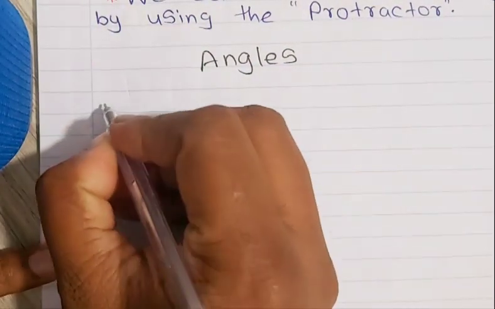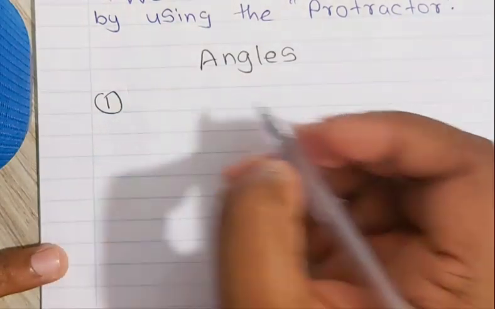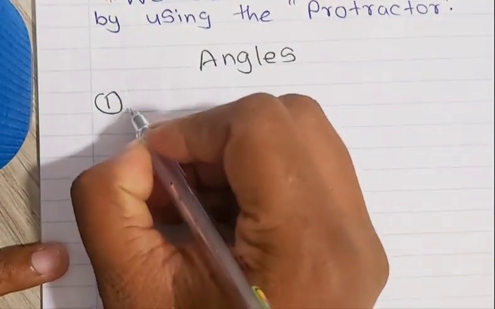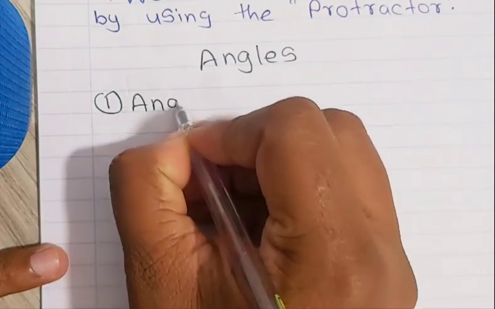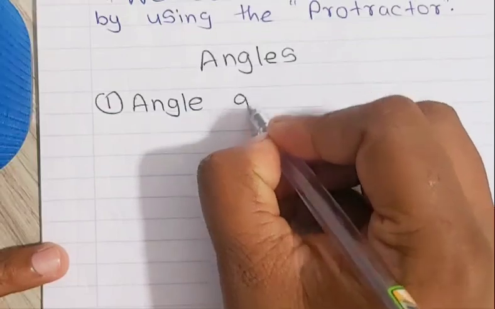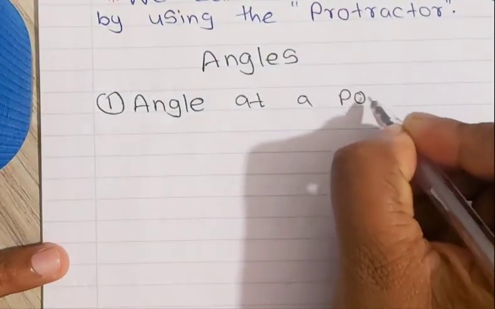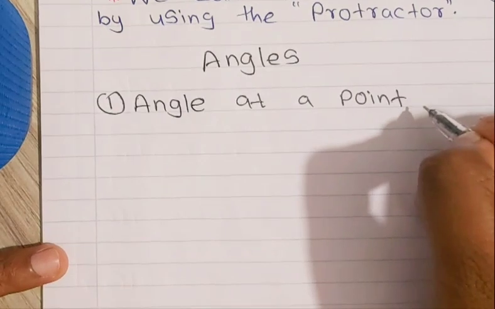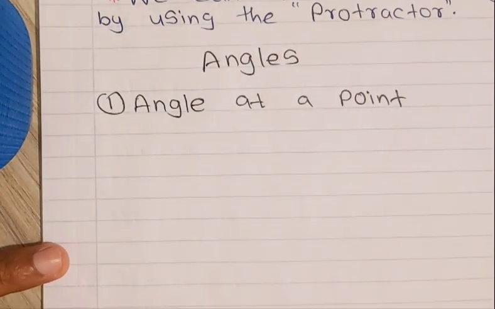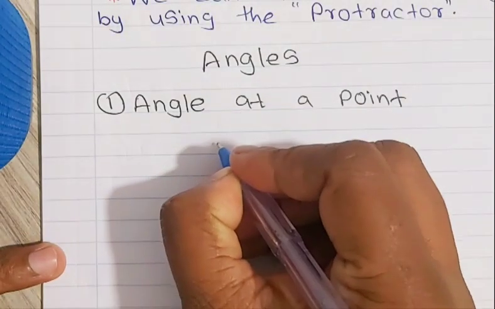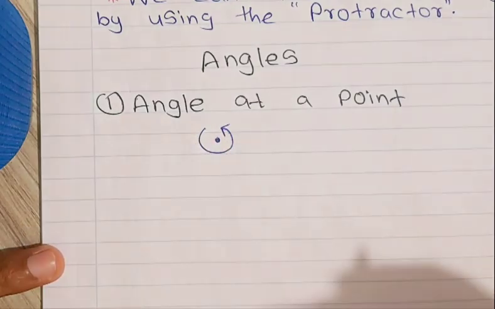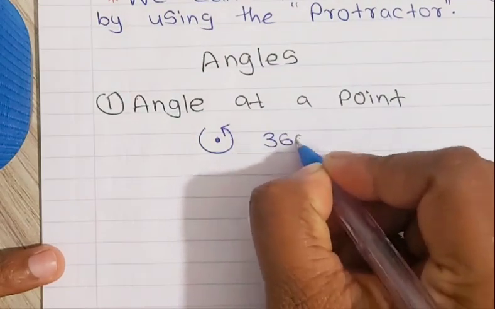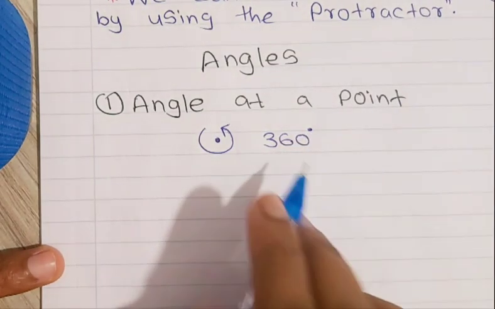So angles we can divide into some groups like here. The first type is angle at a point. Angle at a point or vertex. Angle around the point or angle around the vertex also we can say. If I am taking the vertex like here, what is the angle around this vertex? That should be 360 degrees. Don't forget about degrees here.